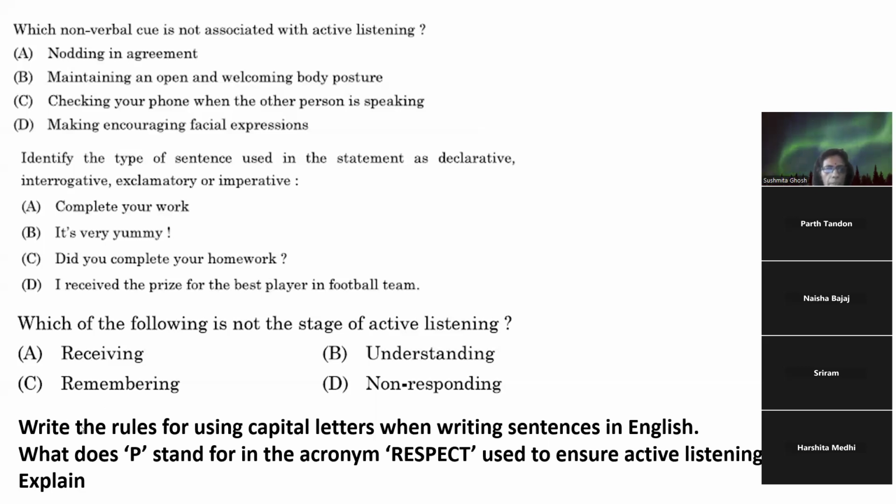है ना? There's one more question which was asked once. Rules for using capital letters when writing sentences in English. Those are the rules which we discussed. Names of people, names of places, any names. So that is one rule. I is capital. After a sentence, the first letter is capital. Those are the rules. Then what does P stand for?